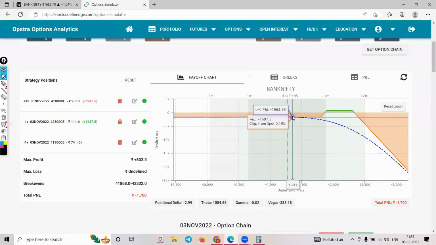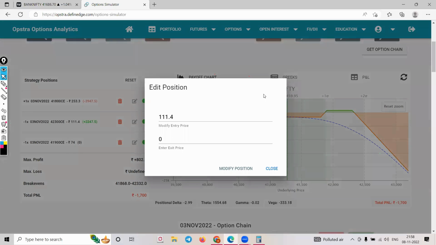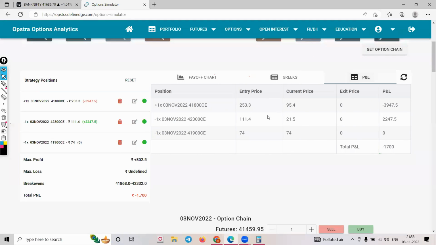Right. So this one is not closed. I think so, this is not closed. Yes. Okay, what was the amount? Sorry, 22 rupees or something. 21.